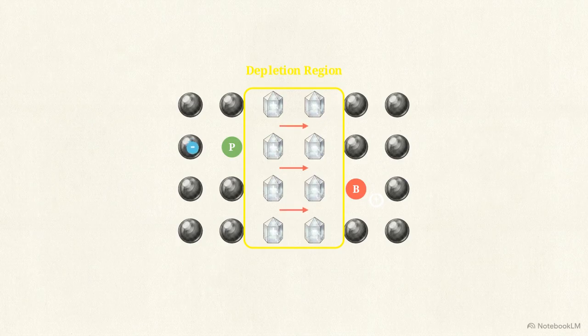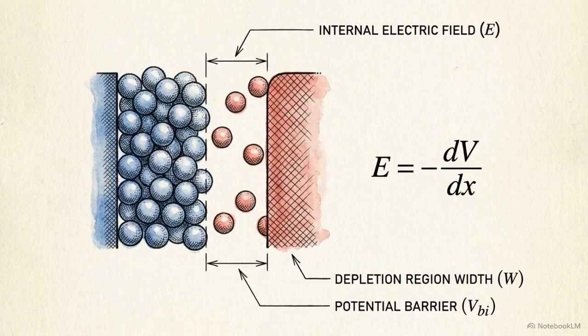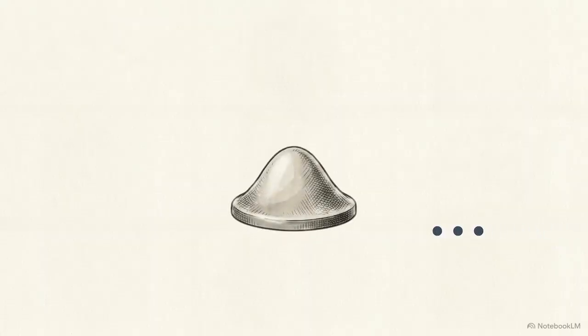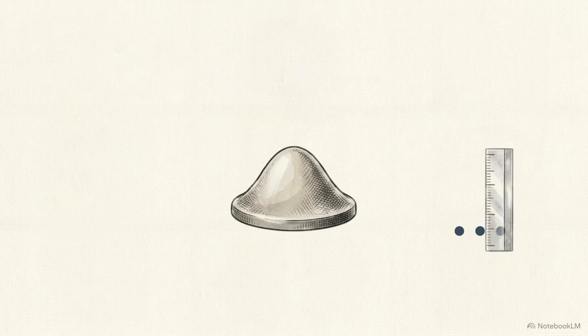Those fixed atomic ions left behind aren't inert. The positive ions on the N side and negative ions on the P side lock together to generate a powerful internal electric field across the junction. This internal electric field pushes back against the moving carriers. It exerts a force that strictly opposes any further diffusion, eventually reaching a state of pure electrostatic equilibrium. We measure the strength of this equilibrium state as the barrier potential. For standard silicon, that barrier is approximately 0.7 volts.